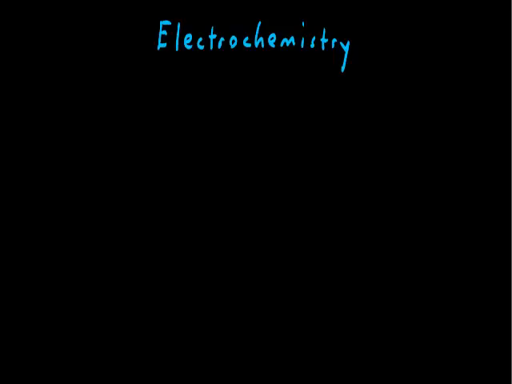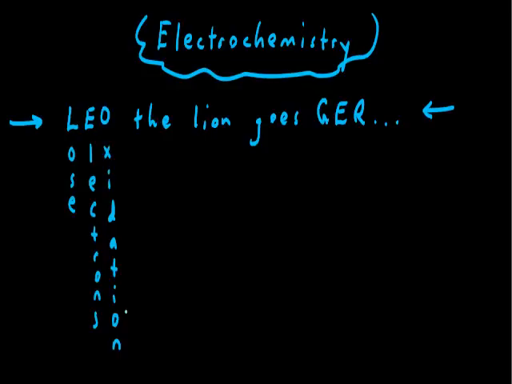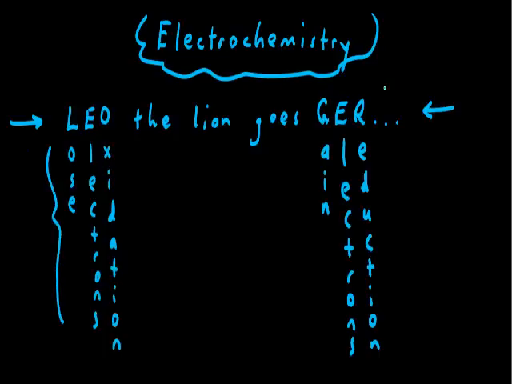Our current unit of study is going to be electrochemistry. One of the things we're going to work with in electrochemistry is the mnemonic device known as LEO the lion goes GER. This can help us remember the difference and distinction between the oxidation and reduction processes. What LEO stands for is that if we lose electrons, this identifies the process as being oxidation, whereas if something gains electrons, the gaining of electrons is known as reduction.